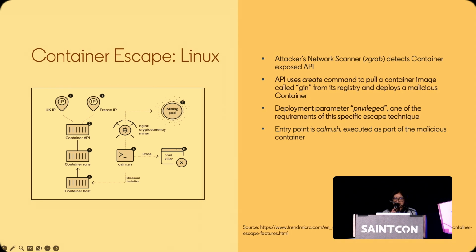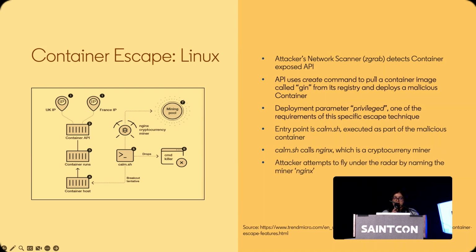Now, com.sh is executed as part of the malicious container image that we just referred to. Com.sh calls Nginx, which is our cryptocurrency miner. Now you can see the attacker innocuously names the miner as Nginx in an attempt to fly under the radar and pass off as something legitimate and evade detection. And ultimately, the attacker succeeds in going ahead and creating a mining pool.